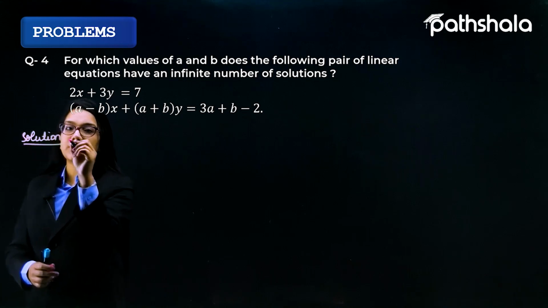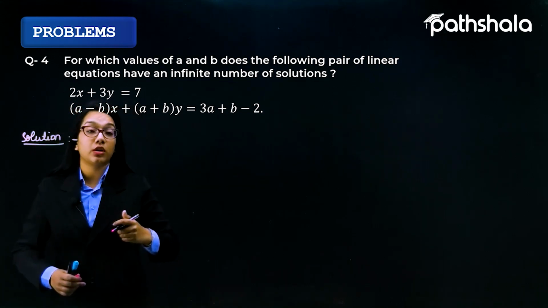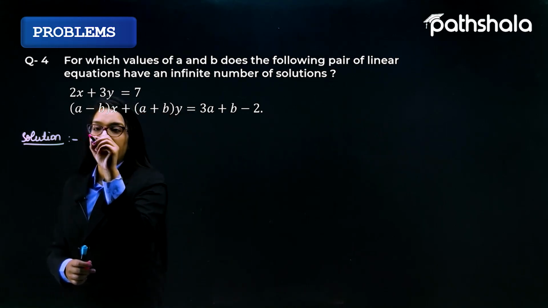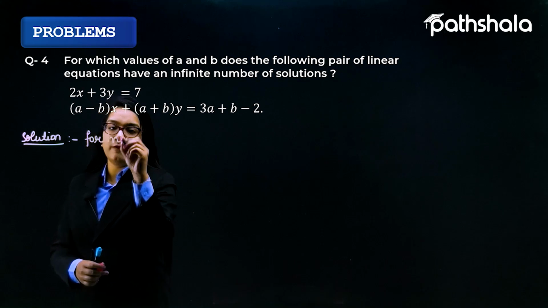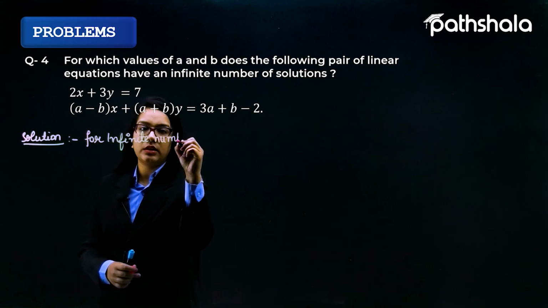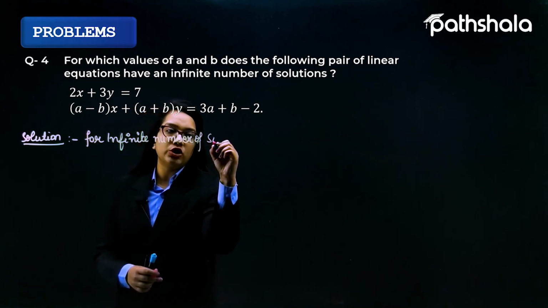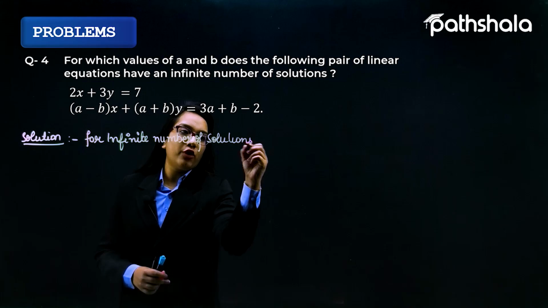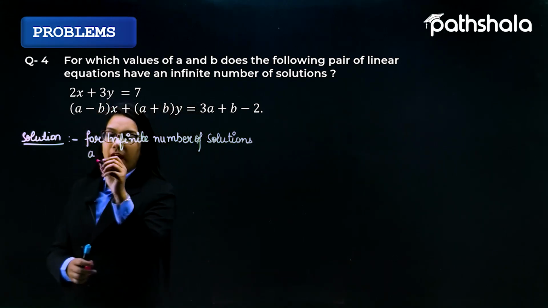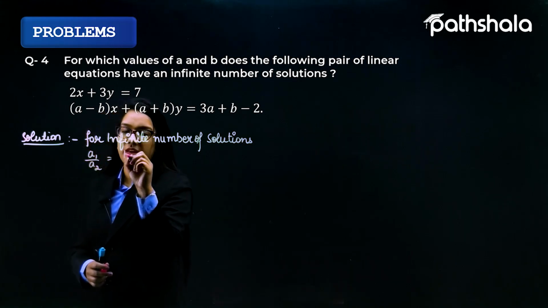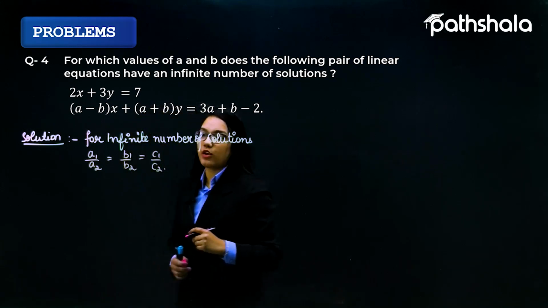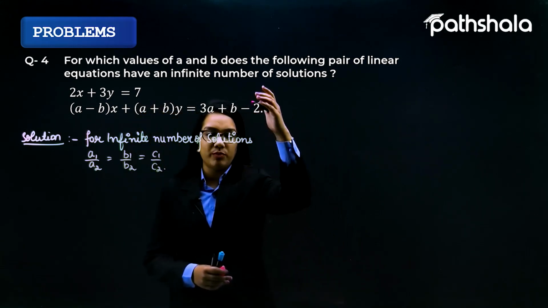As it is given to us that we have an infinite number of solutions for this pair, it means that for an infinite number of solutions for a pair of linear equations, we have a1/a2 = b1/b2 = c1/c2. Now let's find out the values of a1, b1, c1, a2, b2, c2 from these two equations.